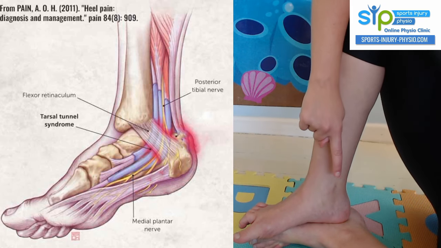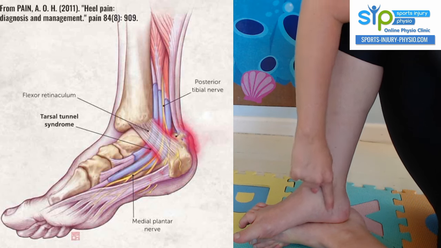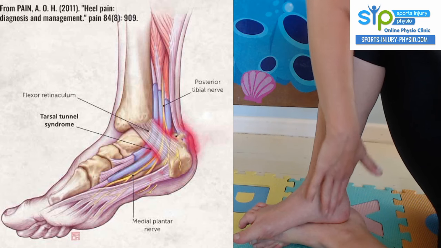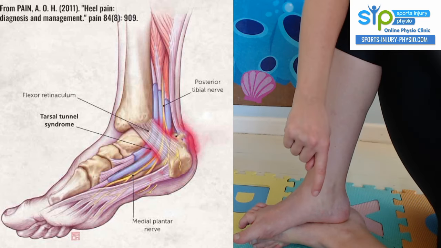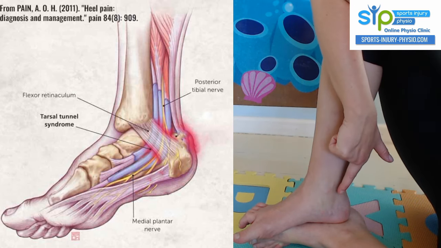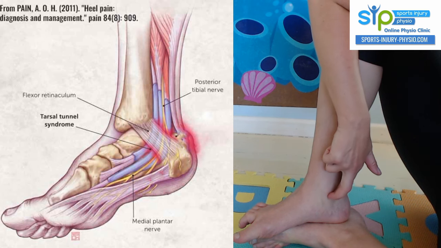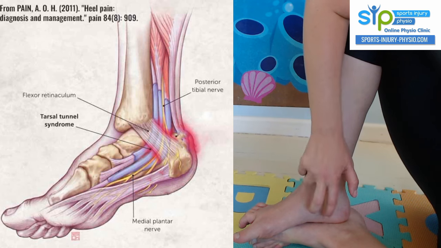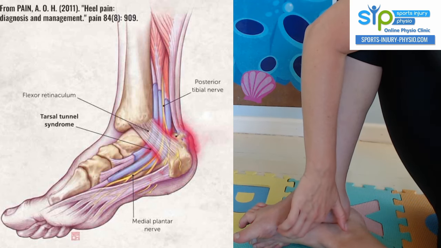So tarsal tunnel syndrome is when that posterior tibial nerve is compressed and causes symptoms that refer under your foot and sometimes even up your leg. The posterior tibial nerve also divides into two branches, the medial and lateral plantar nerves, and they go to different parts of your foot.